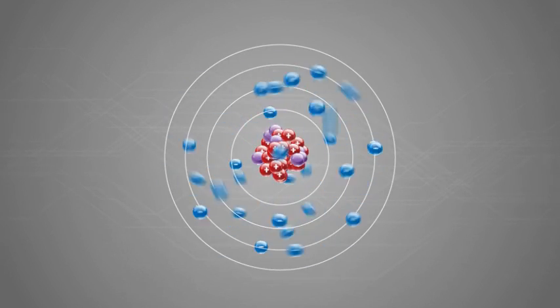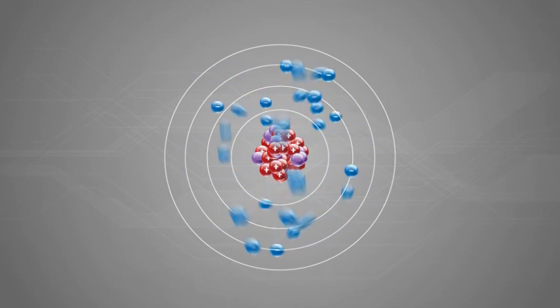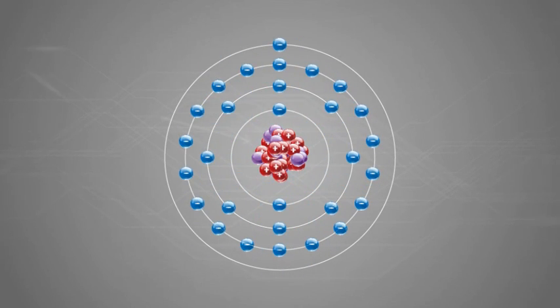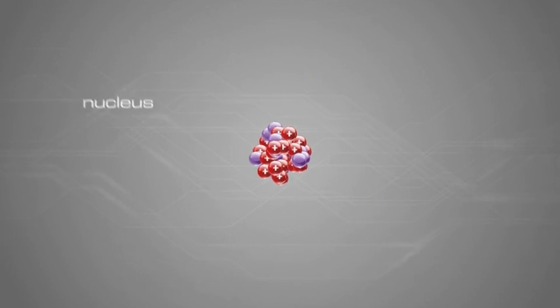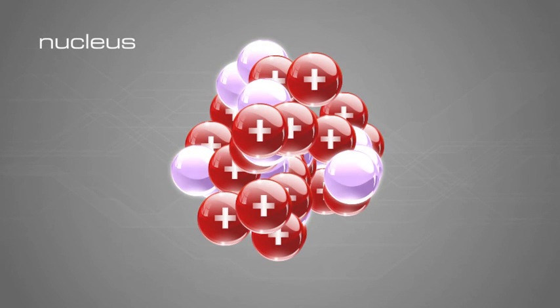The atom is a basic unit of matter that consists of a dense central nucleus surrounded by a cloud of negatively charged electrons. In the center of an atom is a nucleus, which represents almost all of the atom's mass. The nucleus is made up of even smaller subatomic particles called protons and neutrons.